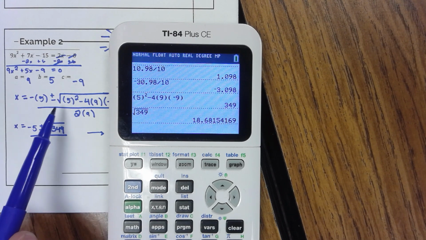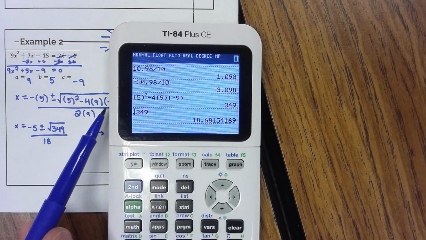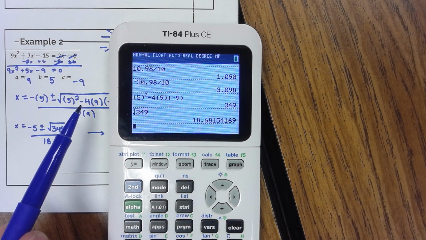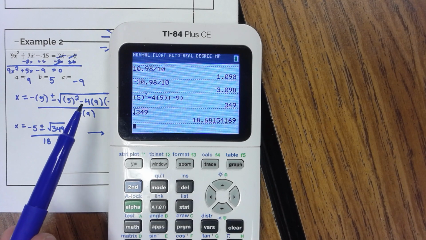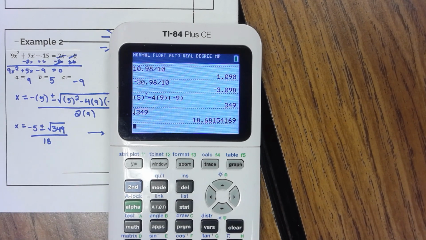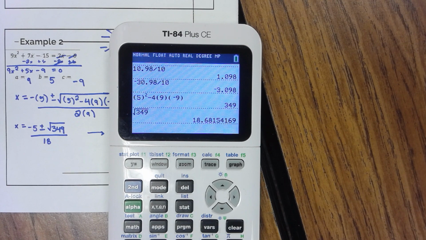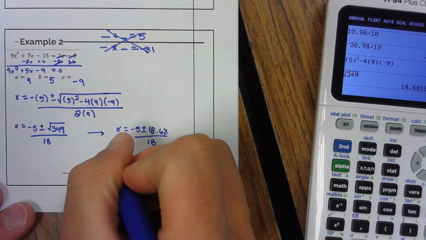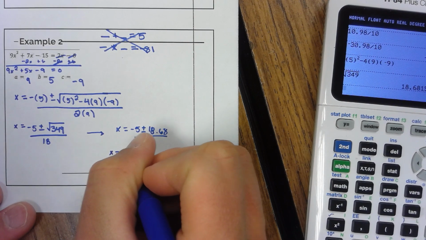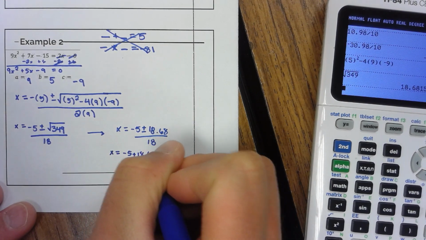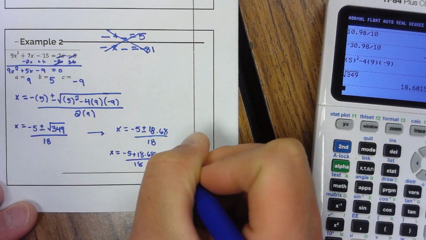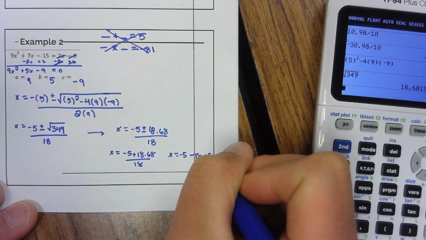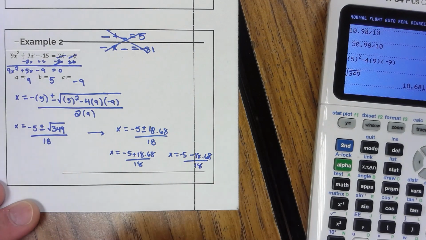Yeah, 5 squared is 25, and then 9 times negative 9 is negative 81. But then that 4 really works as a negative 4. So think about that as a negative 4 times negative 9 to make that positive, okay? All right, now we're going to split this up so that we have the plus or minus, so x equals negative 5 plus 18.68 divided by 18, and x equals negative 5 minus 18.68 divided by 18.